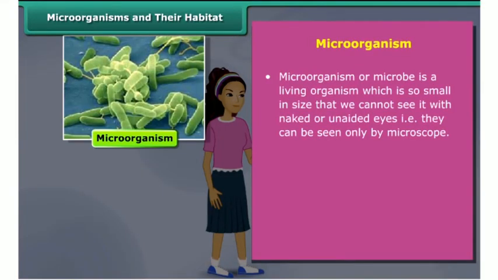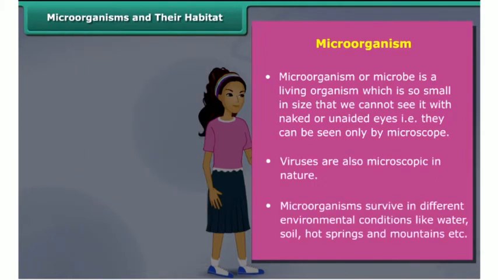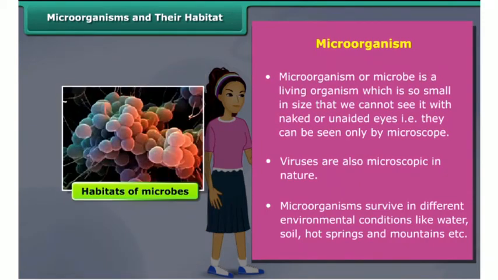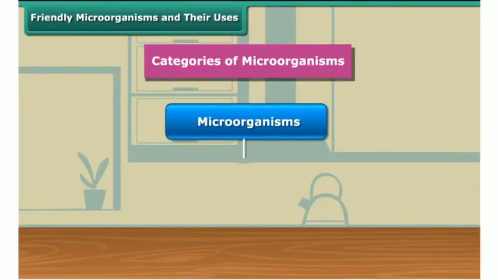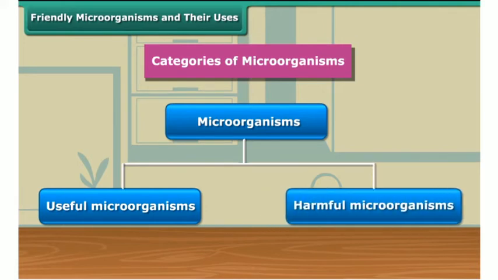Microorganism or microbe is so small in size that we cannot see it with naked or unaided eyes. They are broadly classified into four major groups: bacteria, fungi, protozoa, and algae. Viruses are also microscopic. Microorganisms can survive in different environmental conditions. Dear students, these microorganisms are broadly categorized into useful microorganisms and harmful microorganisms.